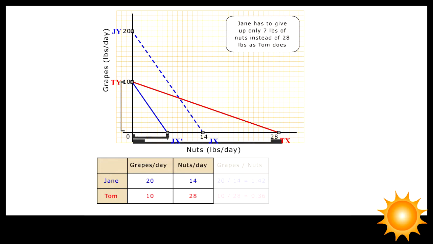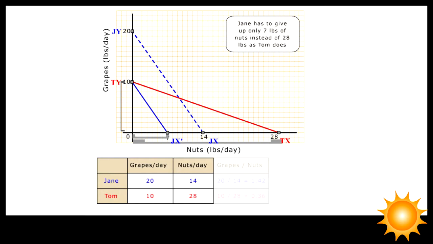Here we can simply read Jane's relative cost of producing 10 pounds of grapes in terms of nuts foregone from the horizontal axis. That is 7 pounds of nuts. For Tom, the red production function, he has to give up 28 pounds of nuts to produce the same 10 pounds of grapes. That is 21 pounds more nuts than Jane.